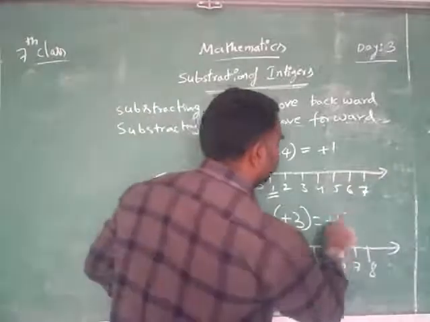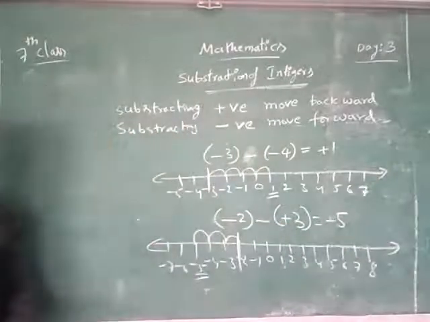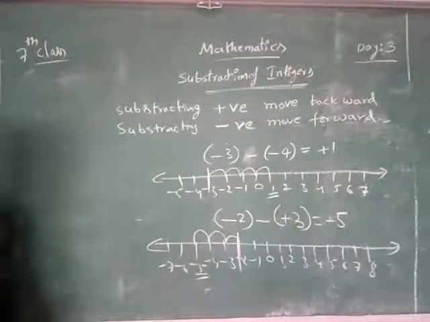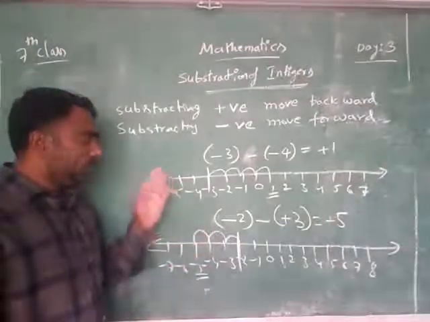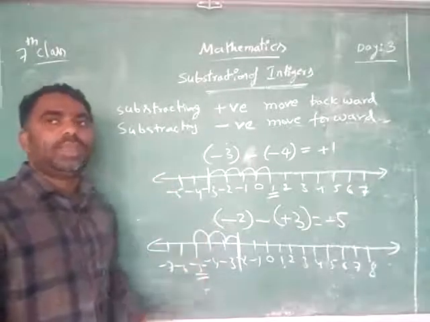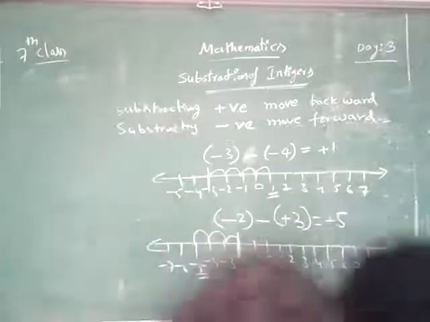What will be the answer? This is minus 5. This is the way of doing subtractions by using the number line. Note these examples in your notebook. Then you can do the homework which I will give.